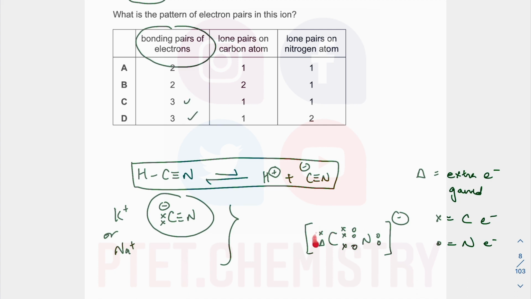Lone pair on the carbon, there's 1 there because there are 2 electrons now due to the extra electron being gained. Lone pairs on the nitrogen, there's 1 there. Okay, it's a lone pair. It's not the number of electrons, it's the lone pair of electrons. Okay.